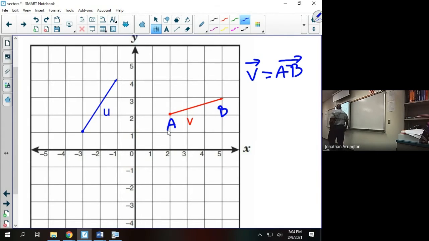All right, so I would like to take a note of the coordinates of points A and B. Well, let's say I start with point B. What are the coordinates of point B here? 5, 3, correct? And what are the coordinates of point A? 2, 2.